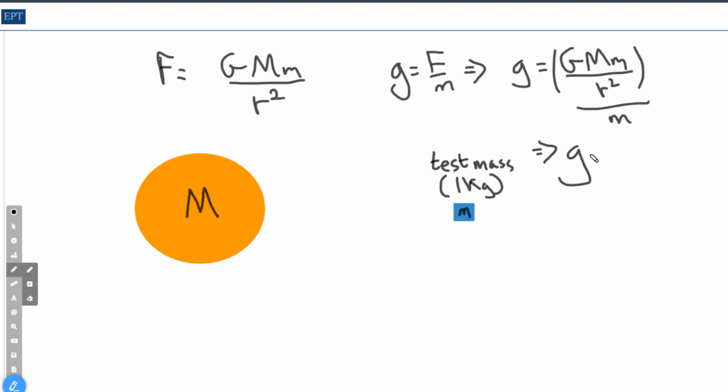When you cancel this through, we just get that the gravitational field strength is GM over r squared. So this is the force on 1 kilogram from mass M at a distance of r. Now, you'll know g, you've used g a lot over the years, and it is in fact 9.8 newtons per kilogram on the surface of the Earth. And a useful thing to do is to put the numbers into this equation for the radius of the Earth and the mass of the Earth, and see if you get 9.81.